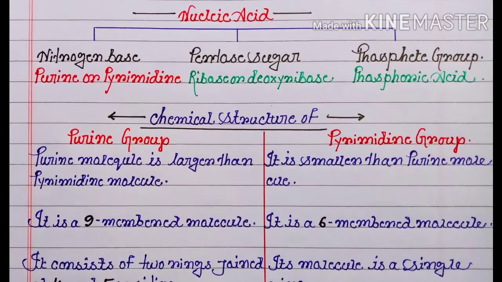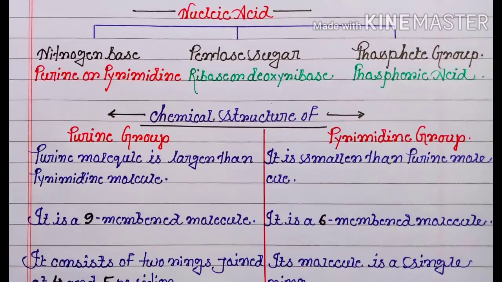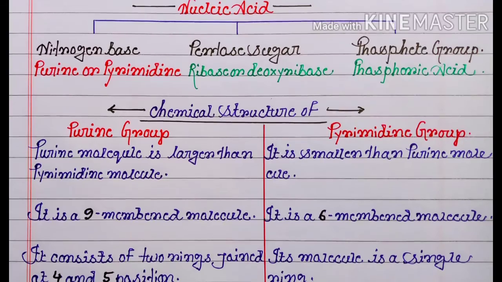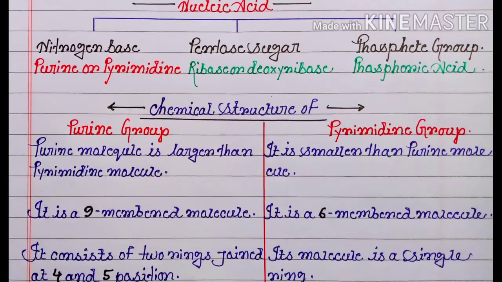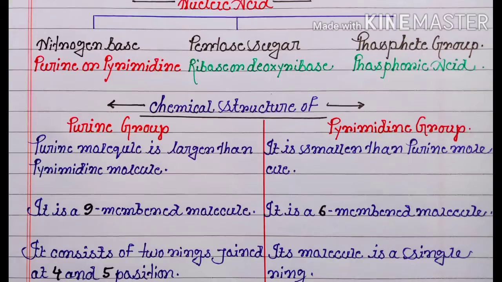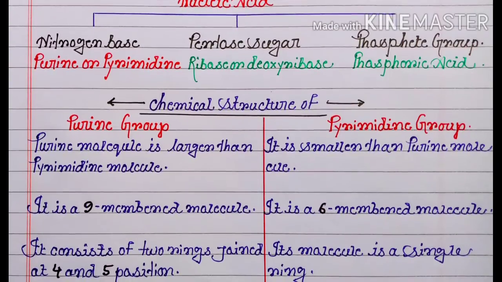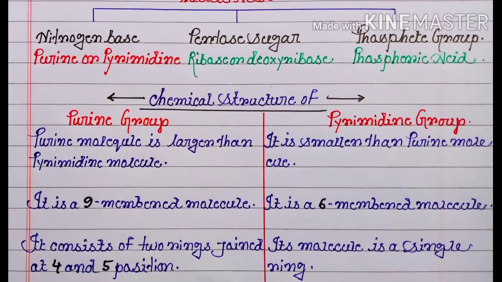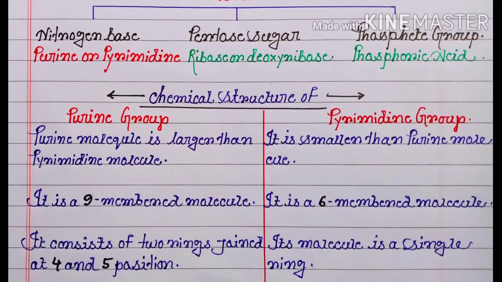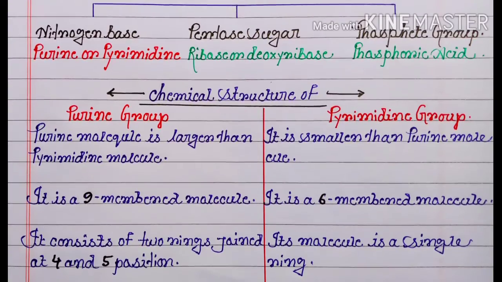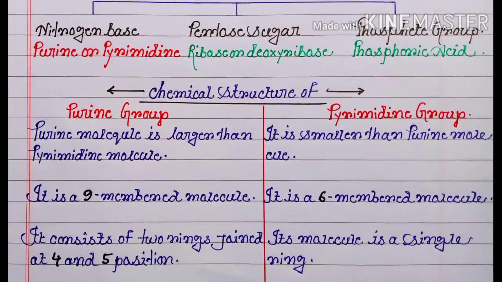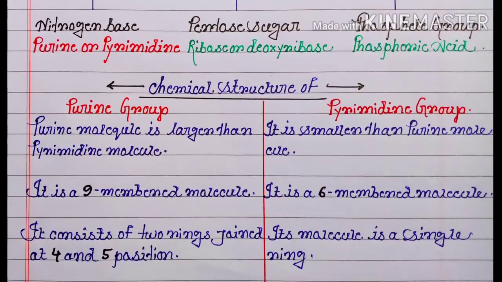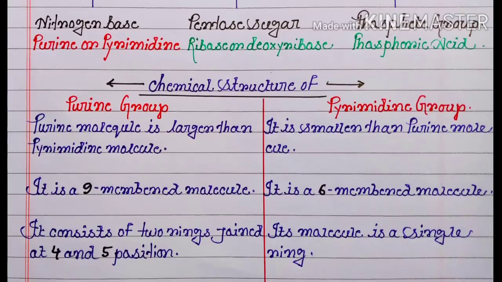Now look at the components of nucleic acid. First, the nitrogen base. It could be purine or pyrimidine. Second is pentose sugar. It also may be ribose or deoxyribose sugar. Next, the phosphate group, that is phosphoric acid. Now the chemical structure of purine group and pyrimidine group.